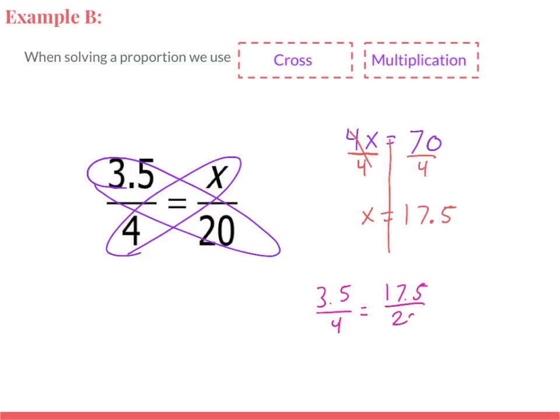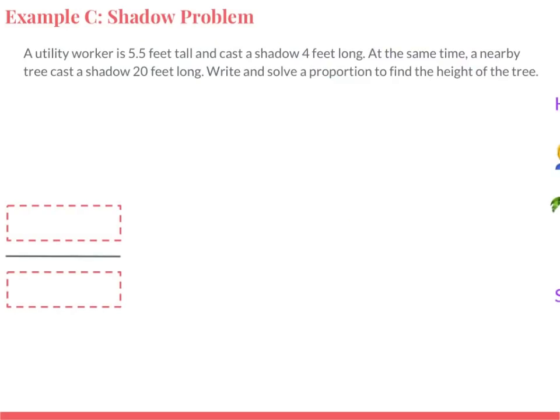Now that we've solved some standard proportions, we're going to start incorporating this into different scenarios. The first scenario problem that we need to talk about is a shadow problem. So let's take a look at example C and shadow problems right now. Here we are at example C talking about shadow problems. It says a utility worker is 5.5 feet tall and casts a shadow 4 feet long. At the same time, a nearby tree casts a shadow 20 feet long. Write and solve a proportion to find the height of the tree.